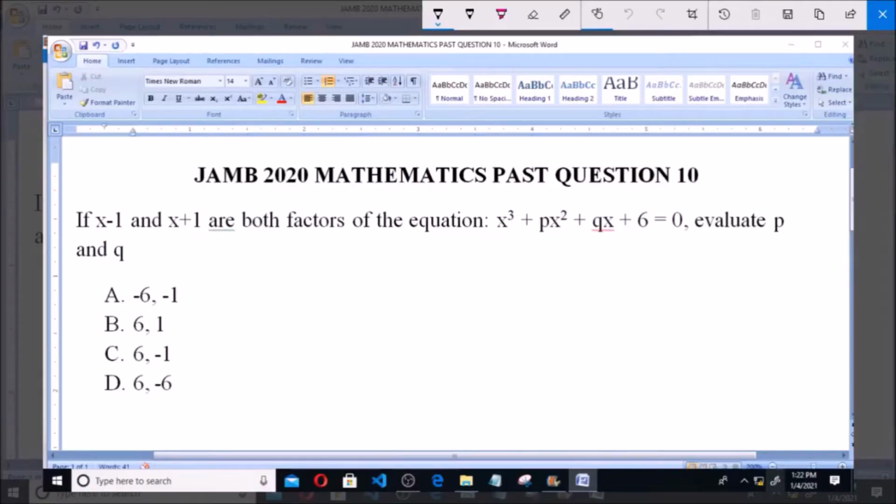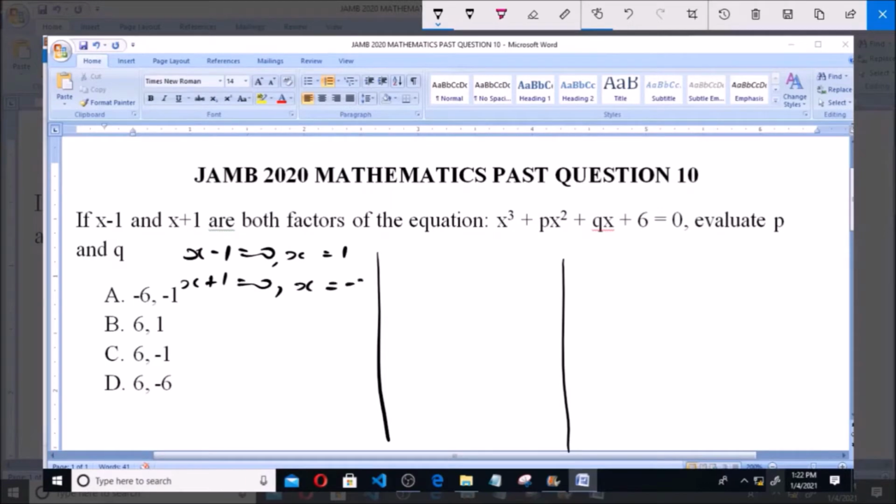I'll be answering JAMB 2020 Mathematics Past Question 10. If x minus 1 and x plus 1 are both factors of the equation x to the power of 3 plus px squared plus qx plus 6 is equal to 0, evaluate p and q. Now we have x minus 1 is equal to 0, simply means x is equal to 1, and we also have x plus 1 is equal to 0, simply means x is equal to minus 1.